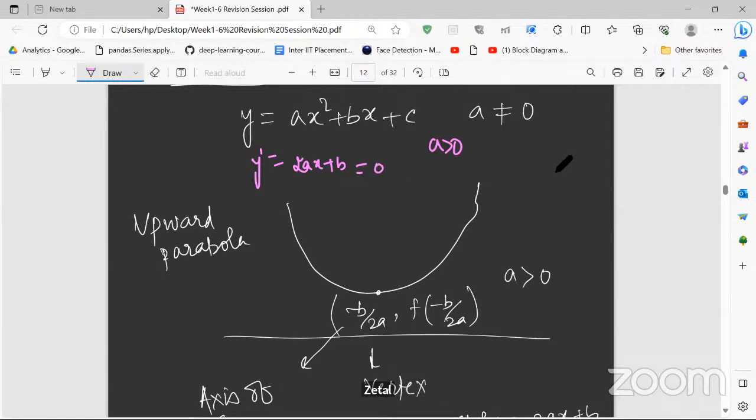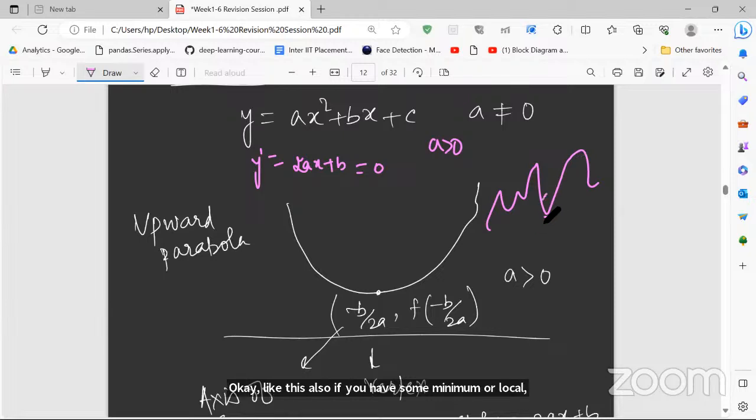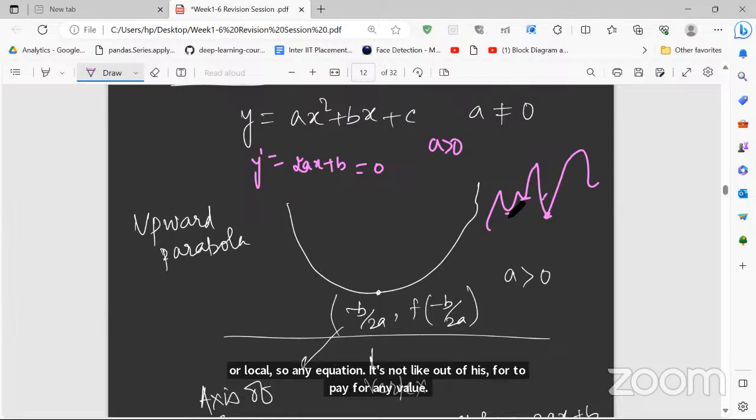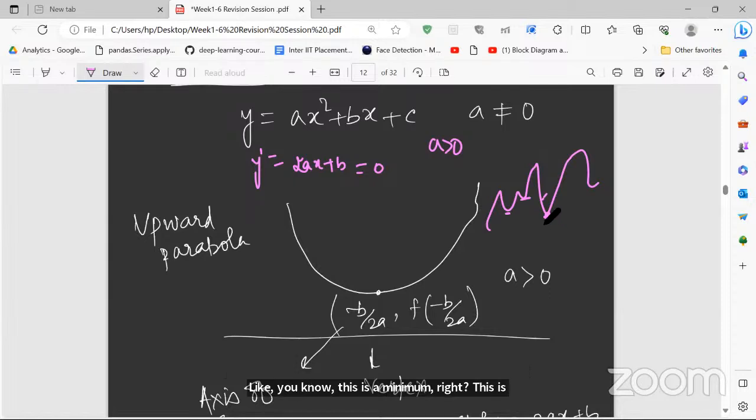Okay. So at any point, for any equation, if you have minima or maxima, like this also, if you have some local minima or local maximum, it's not out of your syllabus, but okay. For example, this is a minima, this is a minima, a local minima. Global is a different concept. So if you have a local minima, at that point also the slope will be 0. So here also the same concept is applied.